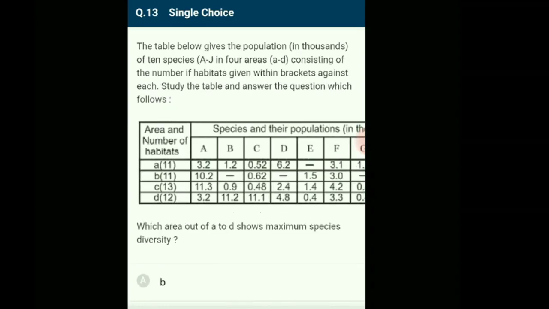Question number 13. The table below gives the population in thousands of 10 species in 4 areas, consisting of the number of habitats given within brackets against each. Study the table and answer the question which follows. Which area out of A to D shows maximum species diversity?